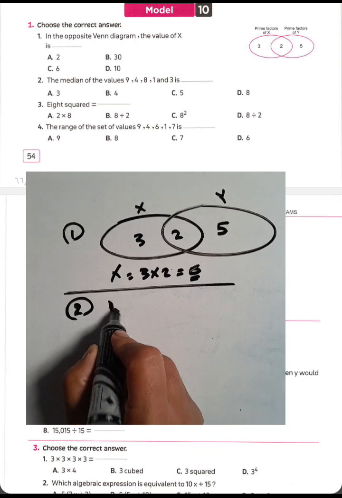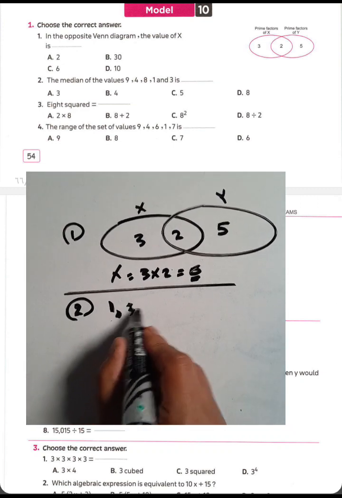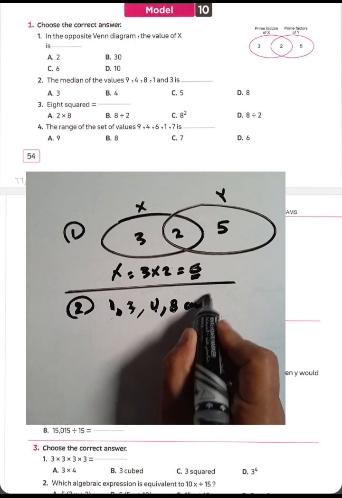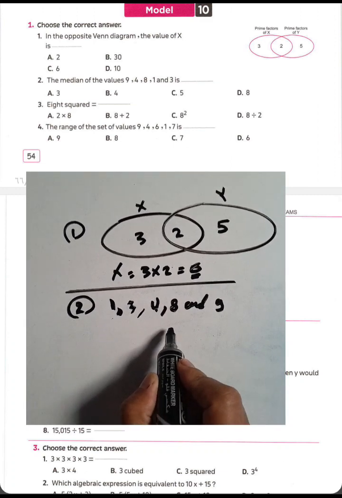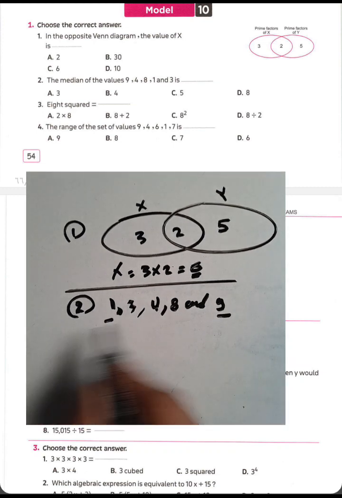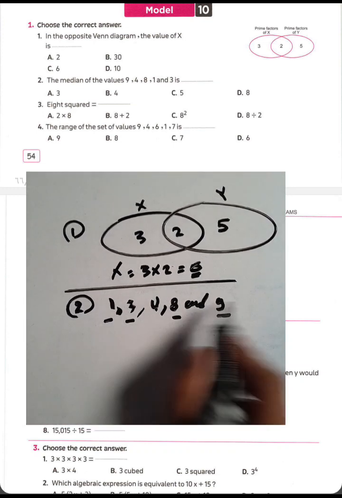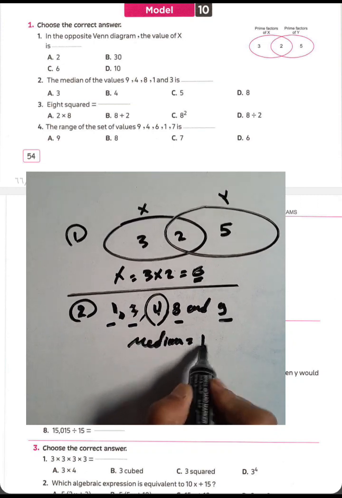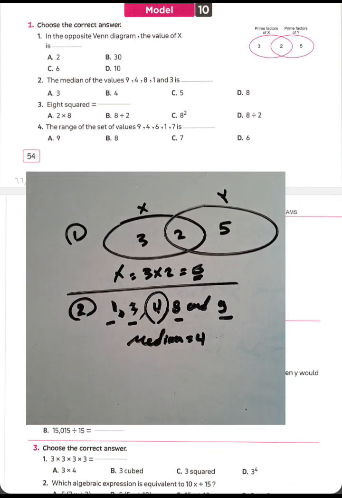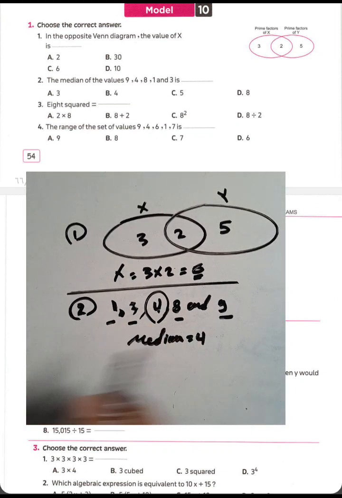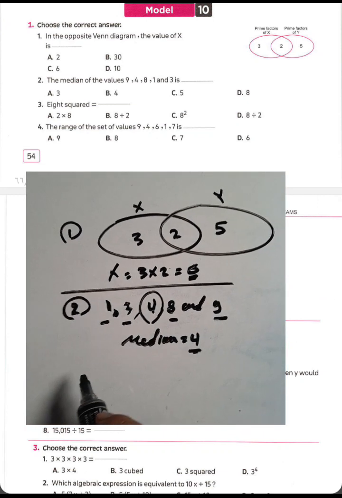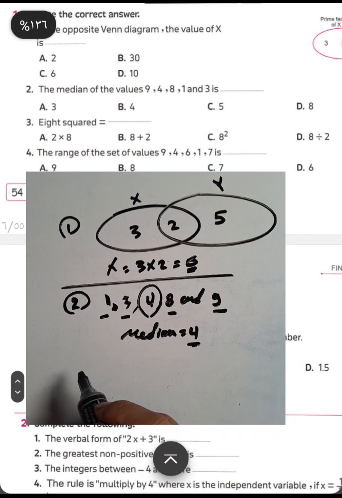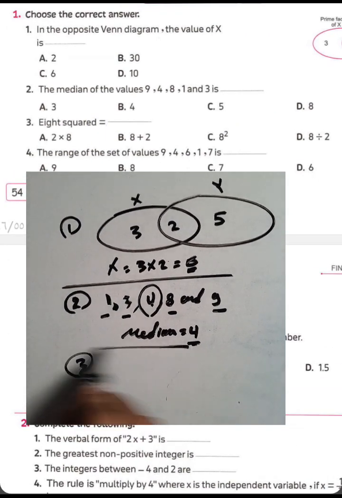We have here 1, 3, 4, 8, and the last one here 9. We have 9 and 8 on one side, and 1 and 3, two values, on the left-hand side. Then the median here will be equal to 4, because 4 lies in the middle between all the values. Okay, the result will be 4. This is the median of all values here. Choose letter B.